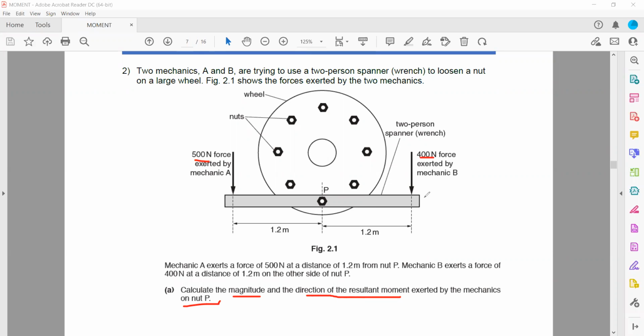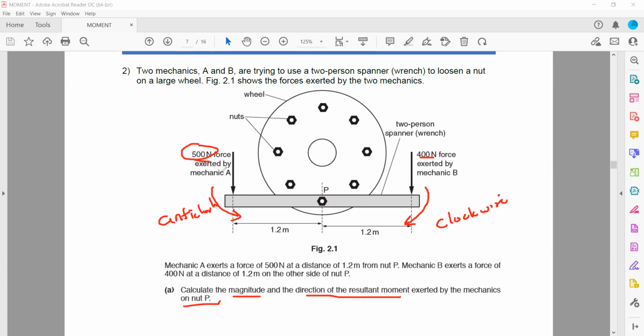So because of this 400 Newton, which direction will it cause a turning effect? The 400 Newton force of mechanic B. Yeah, this will cause a clockwise rotation. And a force of 500 is acting downward, but according to turning effect, which direction will it try to cause a rotation or a turning effect? That is anti-clockwise.